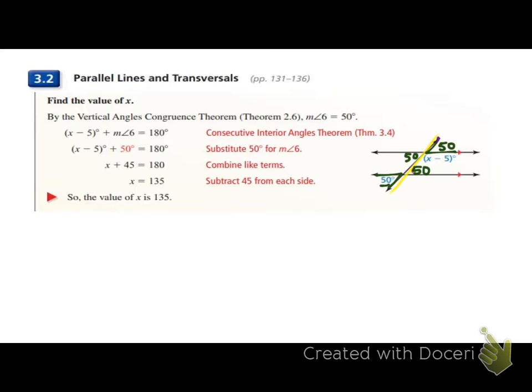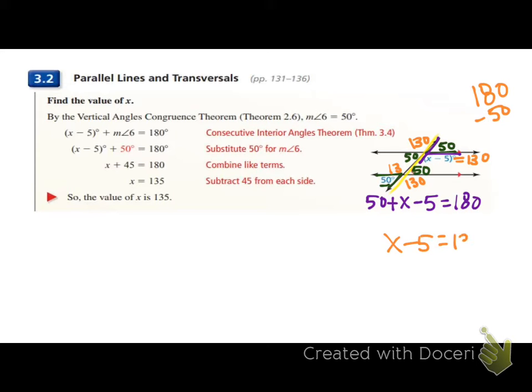So there are 2 options to do this. You can add 50 plus x minus 5, and they'll equal 180. But what's option 2? Subtract 50 from 180. And that tells me what all the remaining angles are. This one is 130, and this one is 130, and this one's 130. So x minus 5 equals 130, and you still get the same answer, 135.